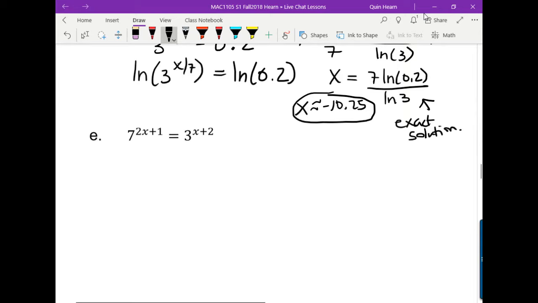All right, let's look at this next one, part E. 7 to the 2x plus 1 equals 3 to the x plus 2, rather. Sorry, I'm getting a little distracted because the stream health is pretty bad.